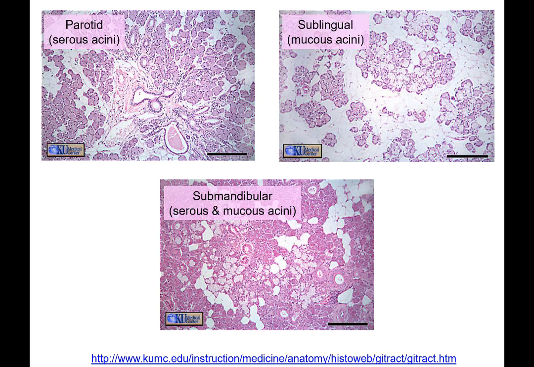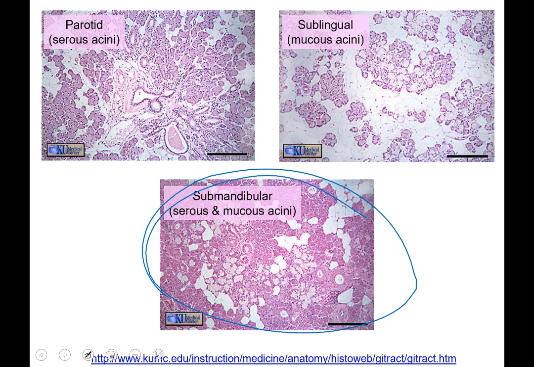Here are some pictures of the three different salivary glands. These are their histology images. On the exams, I tend to use more of the submandibular one because it has a combined component of both the dark and the light acini. The acini are these circular little cell clusters. See, the parotid is a lot of dark acini, whereas the sublingual is a lot more of the light acini.